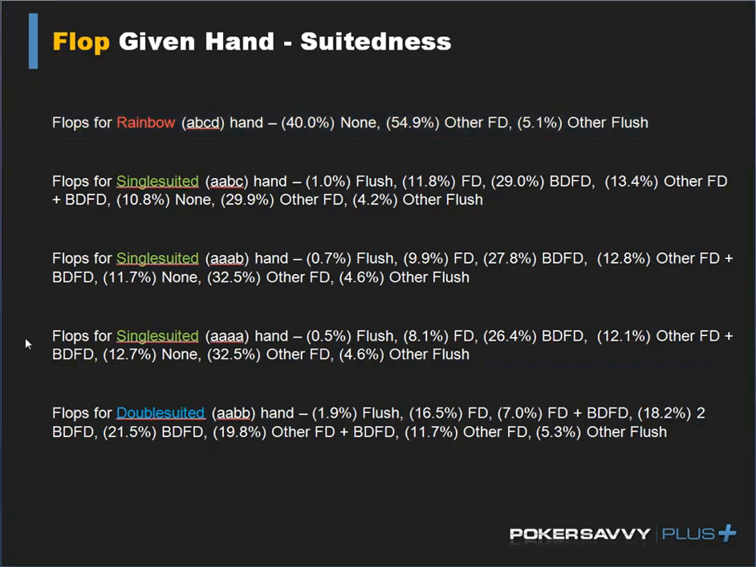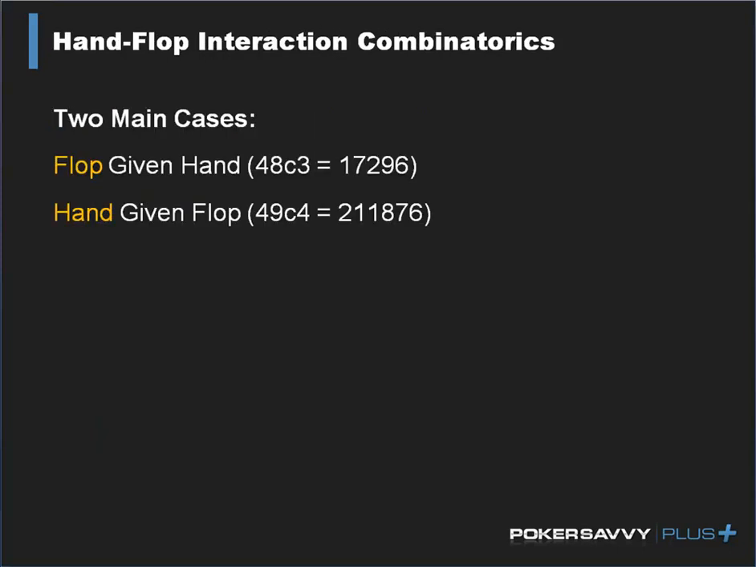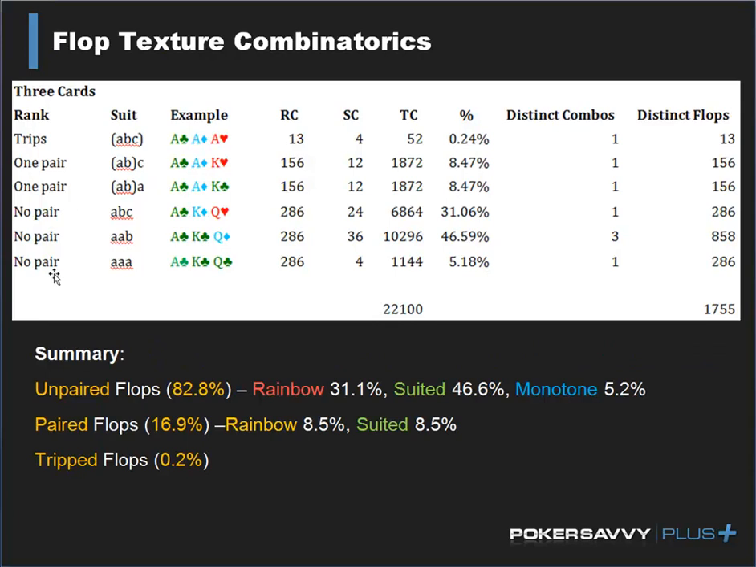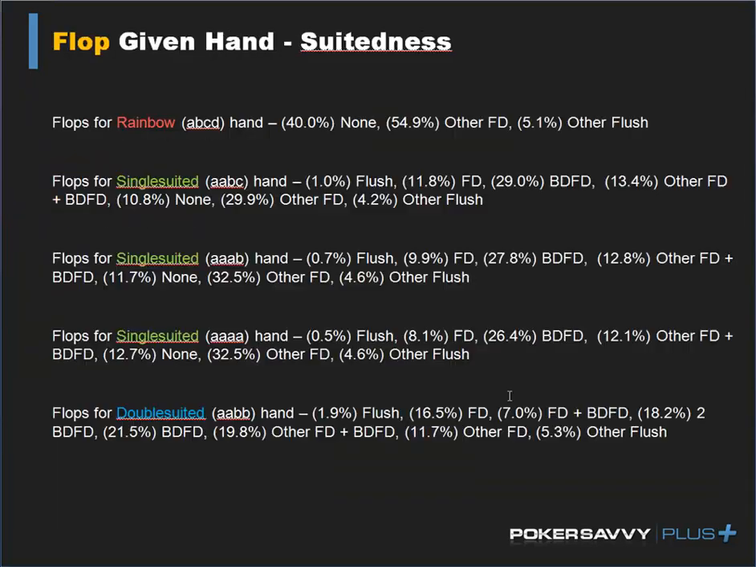And a rainbow hand is obviously pretty basic, and it basically just reflects the mix of unpaired flops here, more or less. 40% of the time you're going to flop no suits. About 55% of the time you're going to flop another flush draw. In other words, it'll be suited to some other suit that you don't have. Clearly, you don't have any suits, so every time there's a suited board, it falls into that category. And about 5% of the time, a flush is going to be possible, a flush is going to be flopped.